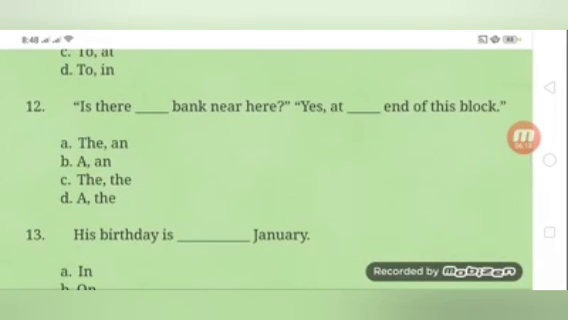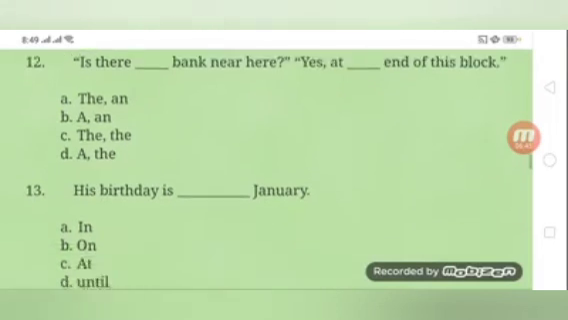Oh, so here a question again. Is there a bank near here? Yes, at the end of the block. Usually at the end, at the corner, like that. When you're using the preposition at for places or location, this is a specific point in a certain place. So it's at the center, at the middle, at the end, like that. At the end of this block. So you would say a and the. So that is letter D.